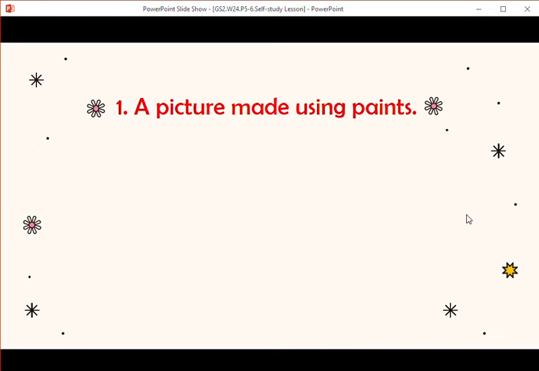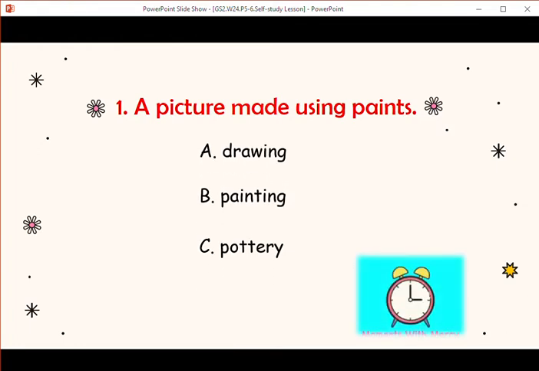Number 1. A picture made using paints. What is your answer? 10 seconds for you now. Time's up. Tell me your answer. Yes, the correct answer here is B, painting.